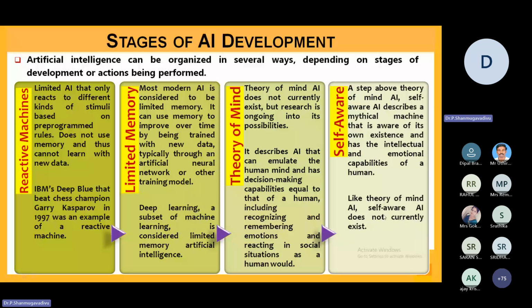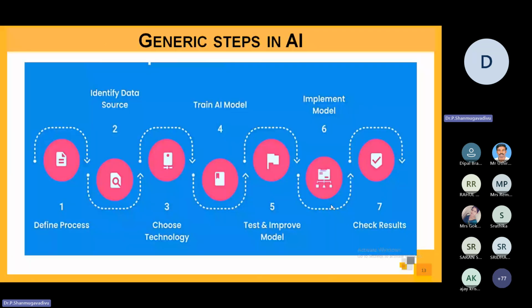Okay. So now let us see what are the general steps that we have to follow when you want to go for creating an artificial intelligence model. First of all, we have to identify the problem which we have to solve, using traditional computing or artificial intelligence. Now we are going to look into the steps that we have to follow when you want to solve a problem using artificial intelligence. Point number one, we have to define the process. Number two, we have to identify the data source from where we have to collect information.